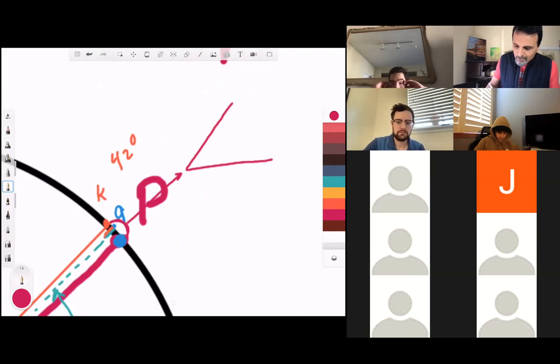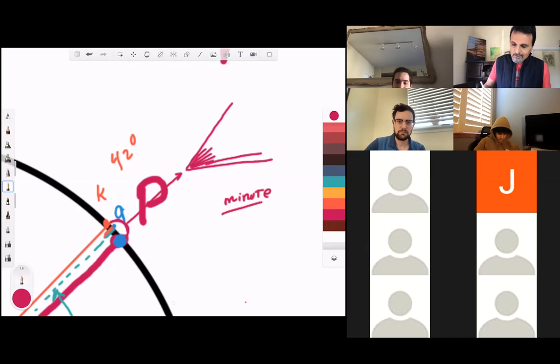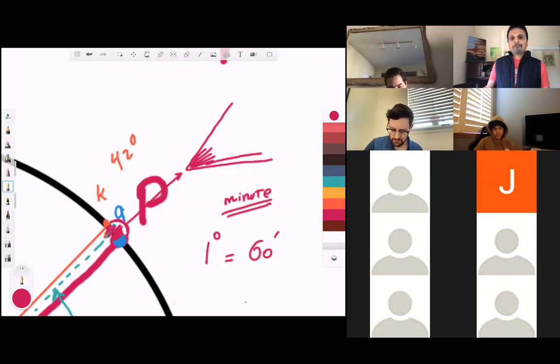This 1 degree, we are able to chop it up into 60 more of the small things that you see. We can divide it into 60. Each one is going to be 1 minute. So we are dealing with minutes. What is a minute? 1 degree, that small one like this, equals 60 minutes.